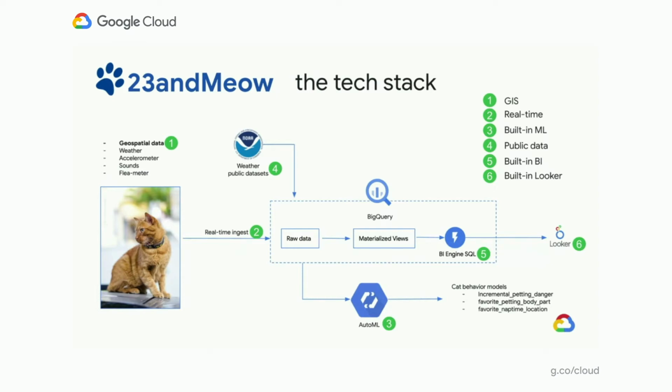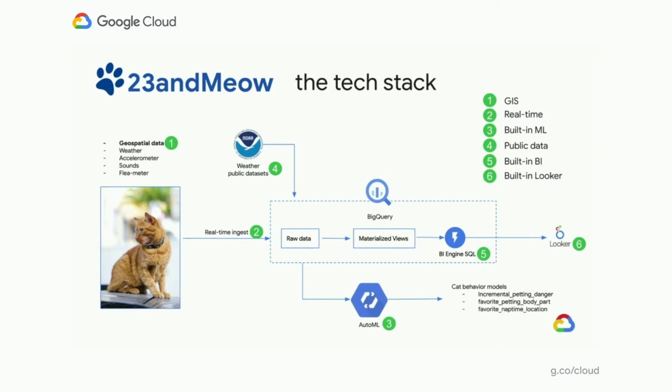So we've developed cat behavior models like danger of incremental pettings. How about the favorite body part to be pet on? And actually favorite nap time locations. These are all really advanced machine learning technologies that we've implemented here to develop this functionality. And number four, we have a number of public data sets that we include, that we enrich our data with. So for example, weather, right? That depends what your cat does, depending on what the weather outside is.